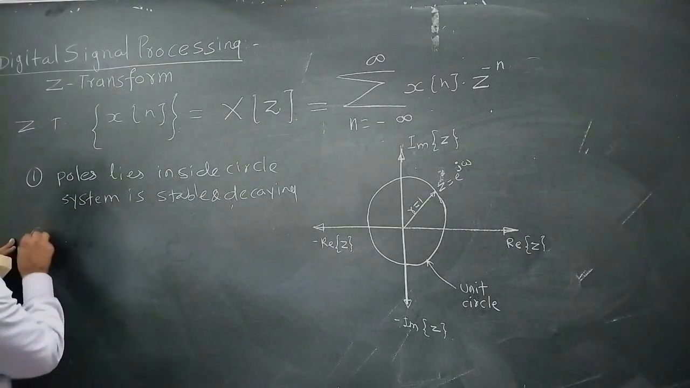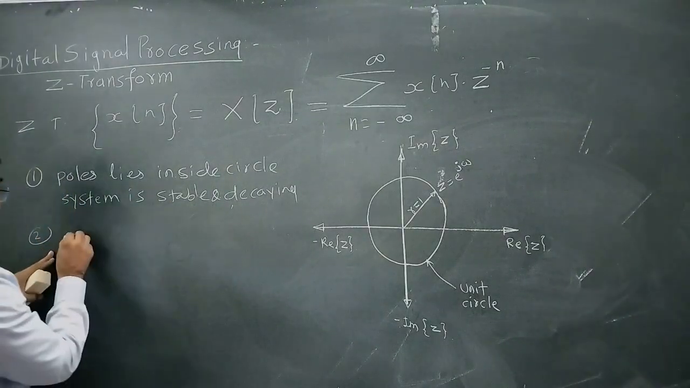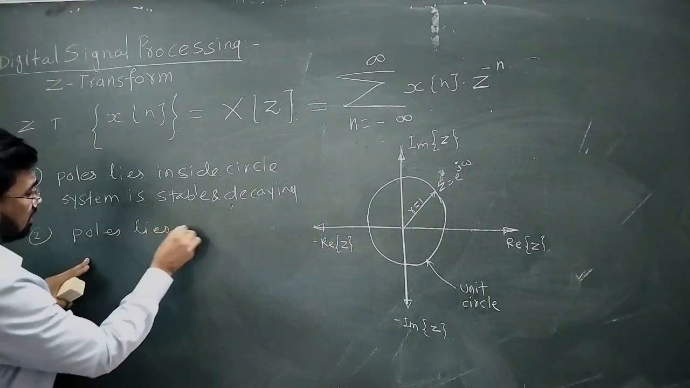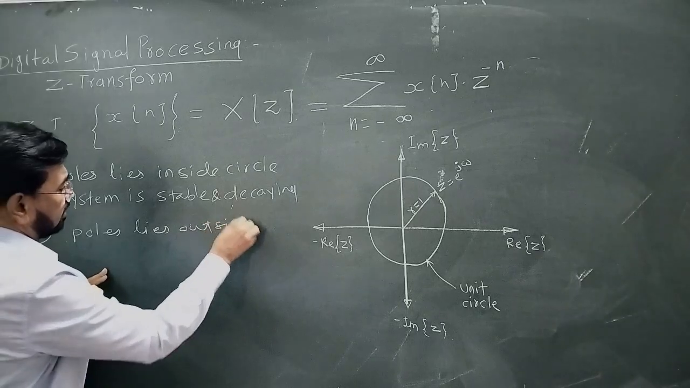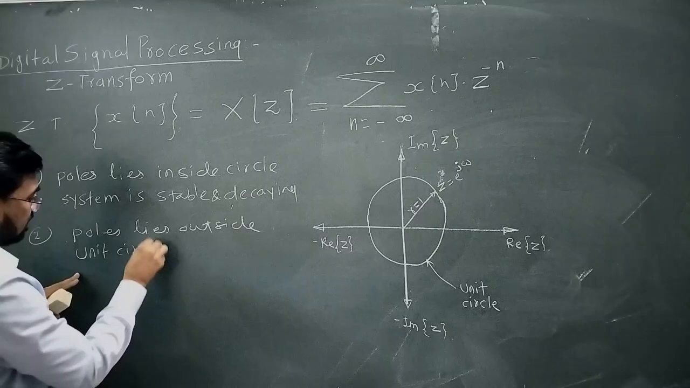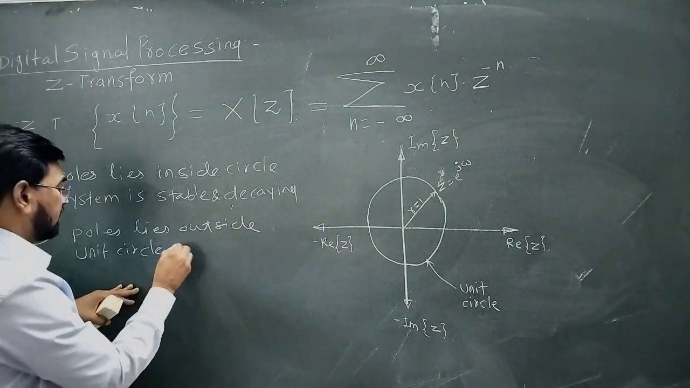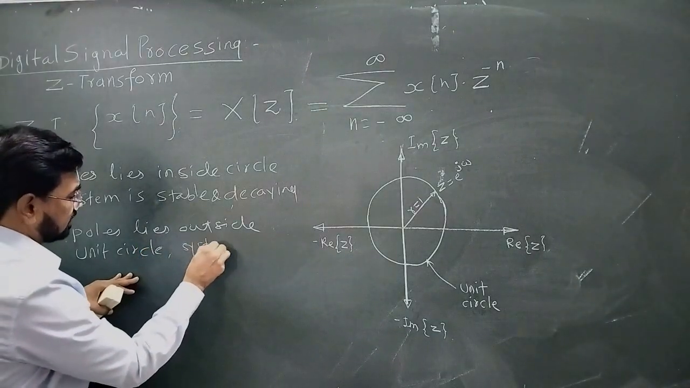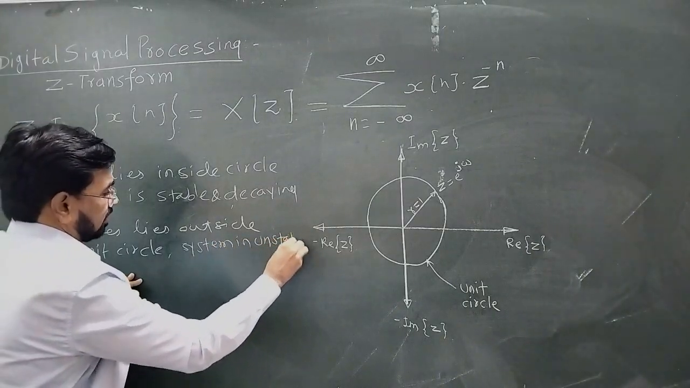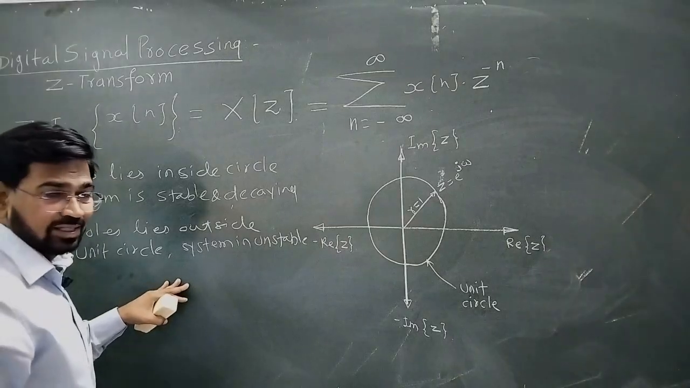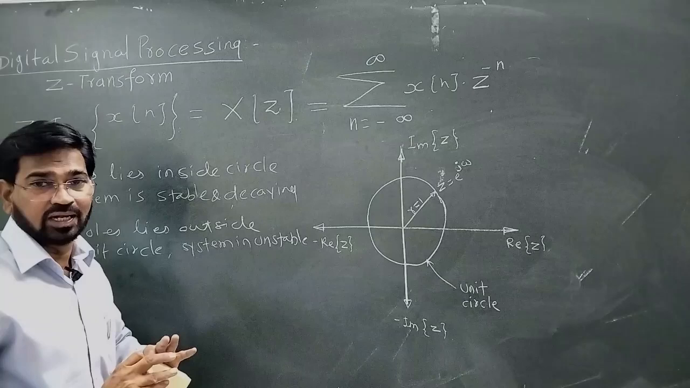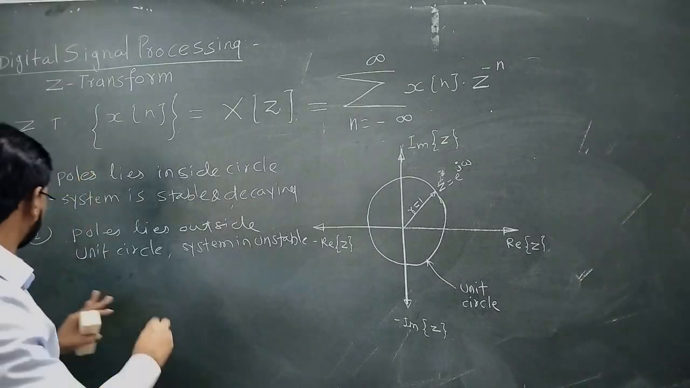Second case, if poles lie outside the unit circle, it means the system is unstable. The system is unstable and the response of the system is rising, exponentially rising.